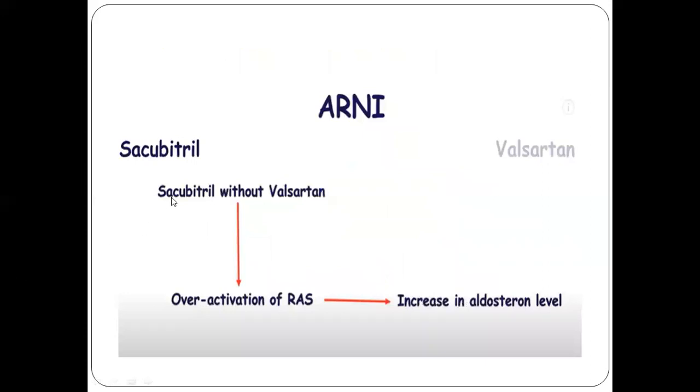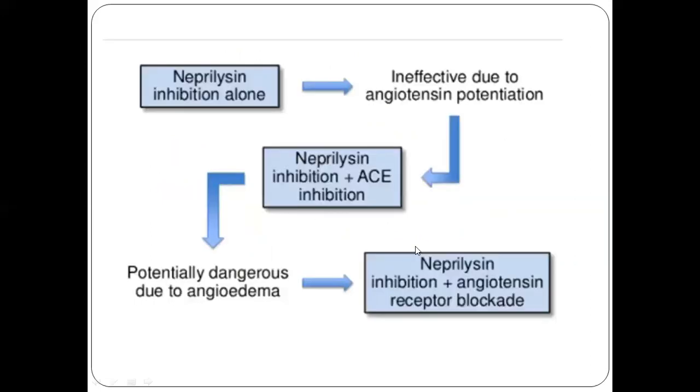So again, we'll see this if you use sacubitril without valsartan. What happens is, as we told you, there will be overactivation of the RAAS system. Why? Because sacubitril is a neprilysin inhibitor, and the neprilysin enzyme normally also metabolizes angiotensin 2. So if neprilysin is inhibited, there will be increased angiotensin 2 levels, increased activation of the RAAS system, and thus an increase in aldosterone levels. So you should never use it without valsartan. Neprilysin inhibition alone is ineffective due to angiotensin potentiation.